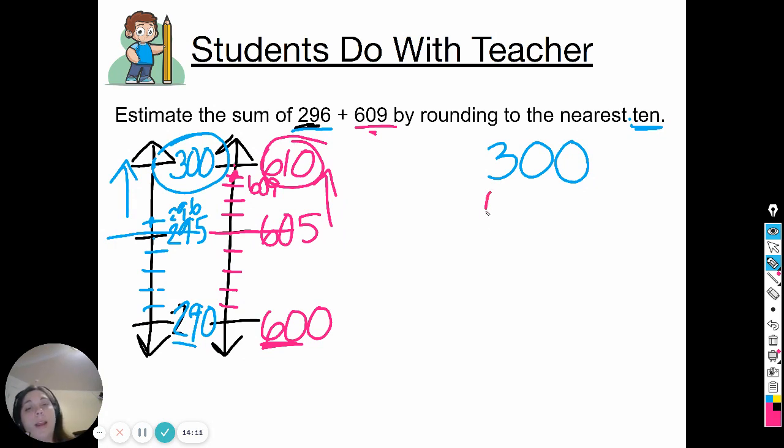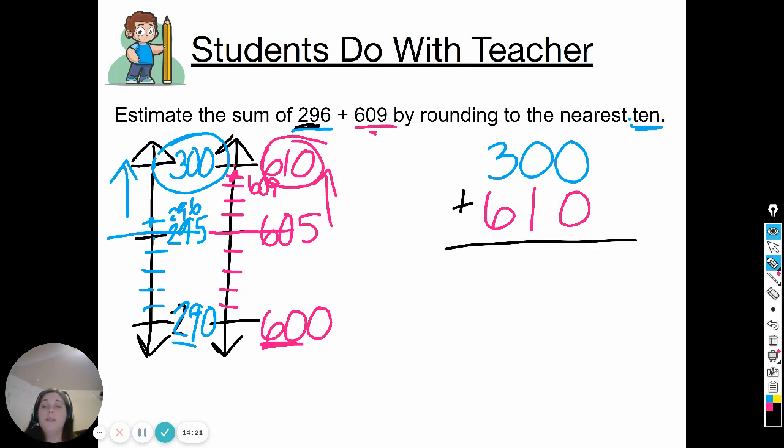So I want you to go ahead and go over to your problem where you have 300. I want you to add 610 below it. Make sure all the numbers line up, the hundreds, the tens, and the ones. And then we're going to add that together. Make sure you have your problem ready before we get started adding.